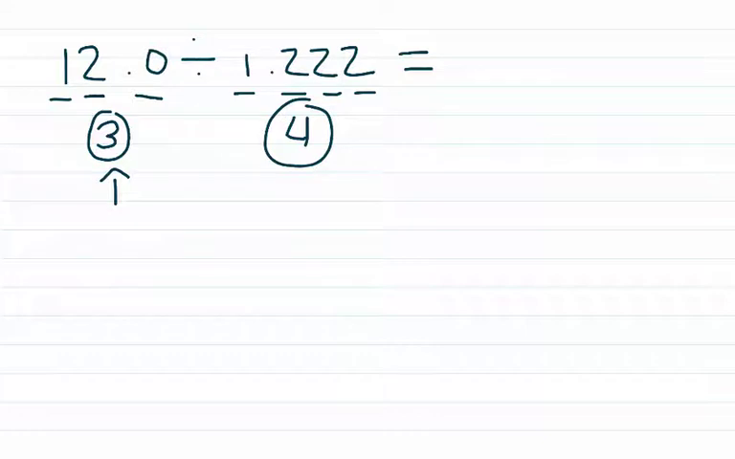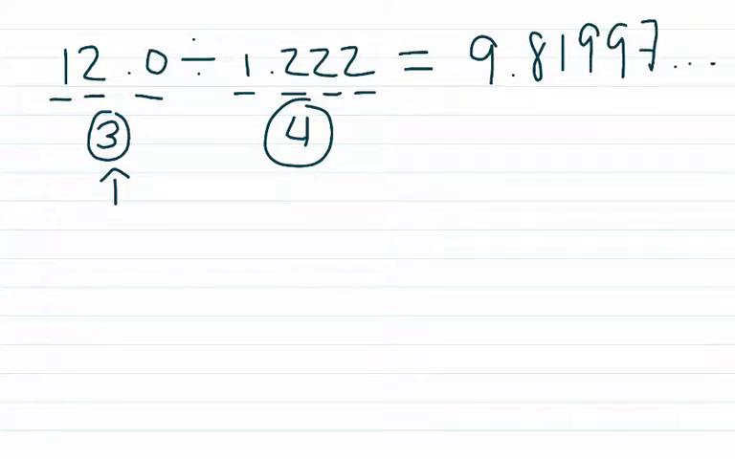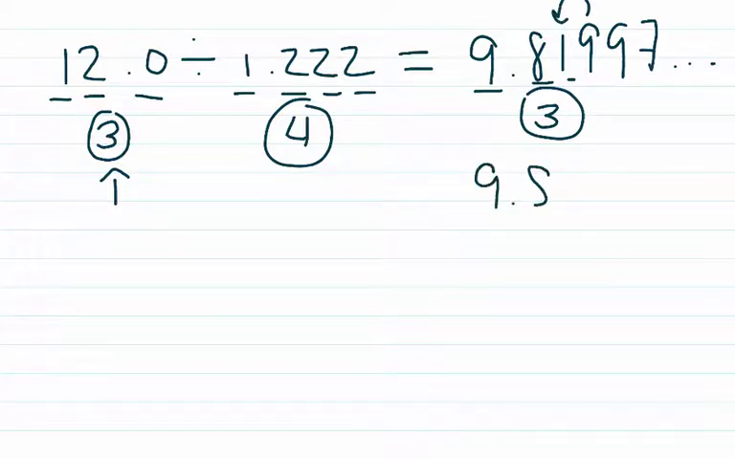When you do this math, you will get 9.81997, etc. We want to round that so that it has 3 significant figures. So we start at the beginning: 1, 2, 3, so we'll want to round it to that place. Since the next number is greater than 5, we will round it up to 9.82.